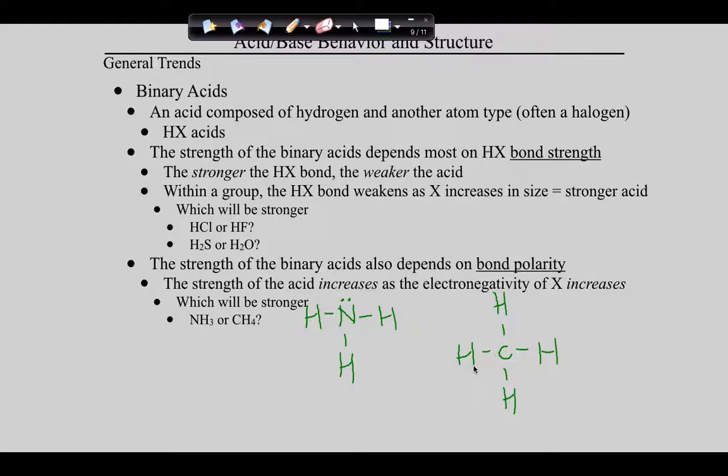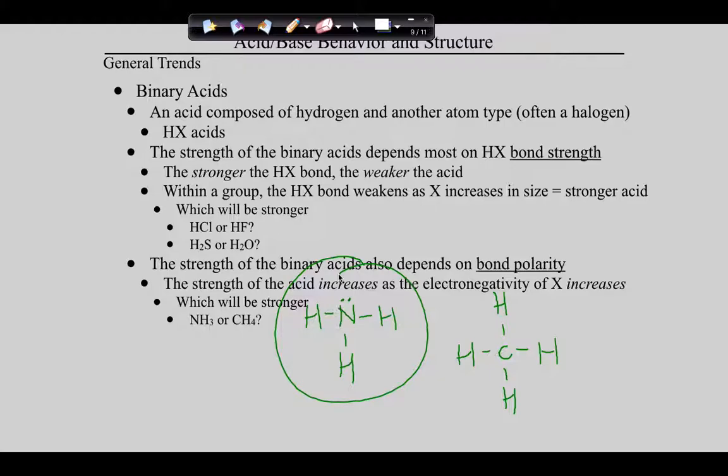As we move to the right, they get stronger, right? So guys, this molecule will have more polar bonds with hydrogen. Does that make sense? So the bonds with hydrogen will be more polar. Therefore, they break more readily. Therefore, NH3 will be the stronger acid.